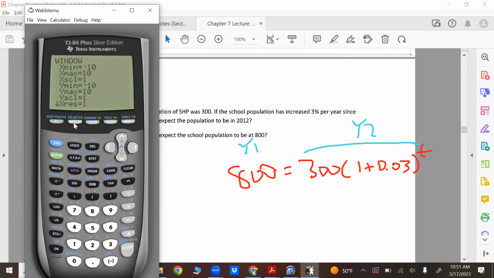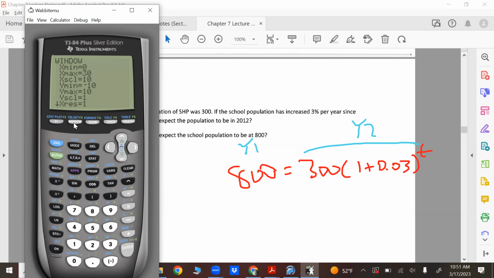The context here: what is x representing? Time. Time in what? Years. It makes no sense to do negative years, right? And after 22 years, they have 575 people. So if you want 800 people, maybe it might take 50 years, maybe it might take 60. I don't know. You're going to have to ballpark it and mess around with it a little bit. Let's say 50, right? Actually, let's do 30 just to see what would happen.